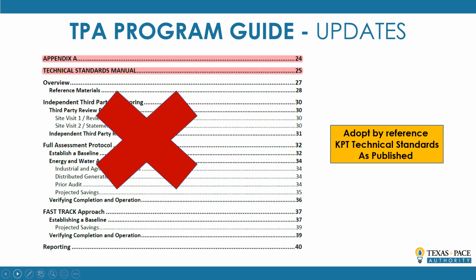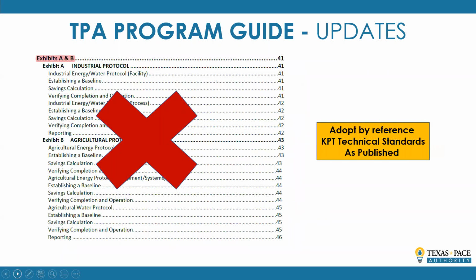section completely, that Appendix A. And instead, we're adopting by reference the Keeping PACE in Texas technical standards as published in October of last year. There will be links provided, you'll see in the program guide, back to those, but we won't be reprinting those to avoid confusion. There's also a number of different protocols outlined for doing these technical assessments that seemed to make sense at the time, but don't any longer. So again, we're adopting by reference all of the KPT technical standards.